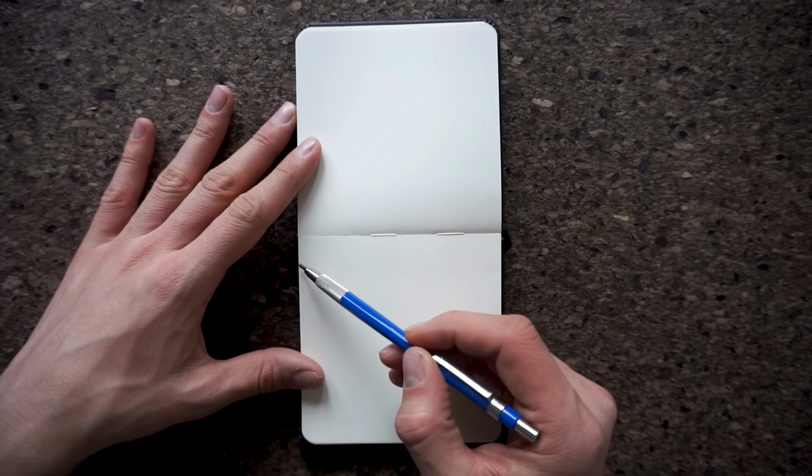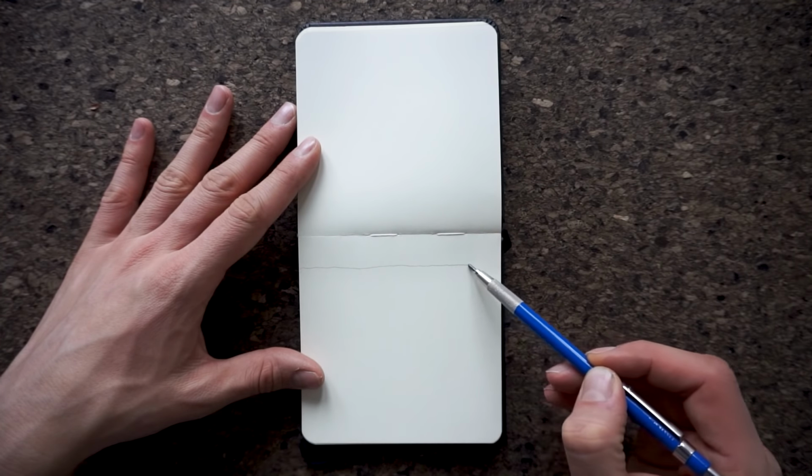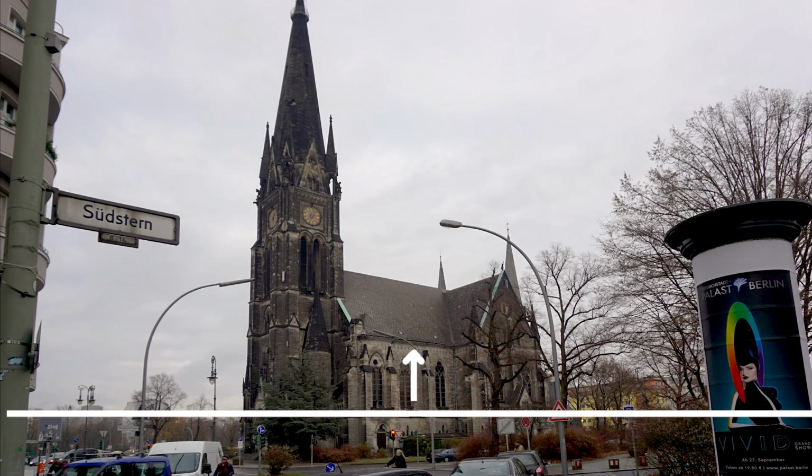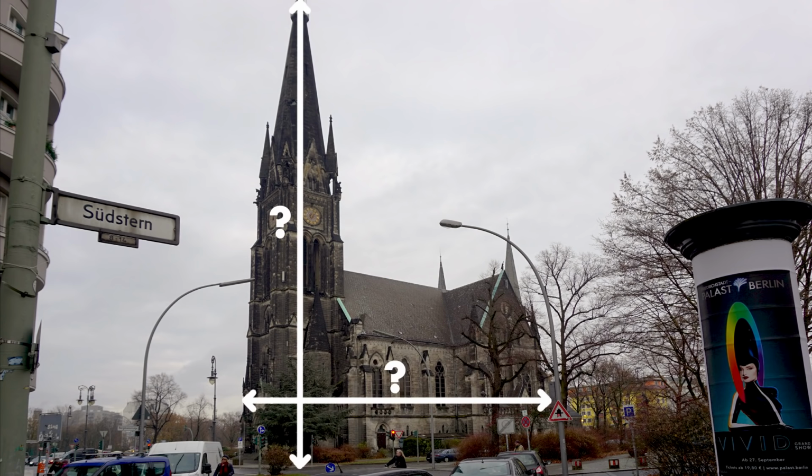Now let's turn to the paper. Start by drawing a horizon line. Always remember, everything above the horizon line is higher than us and everything below the horizon line is lower than us.